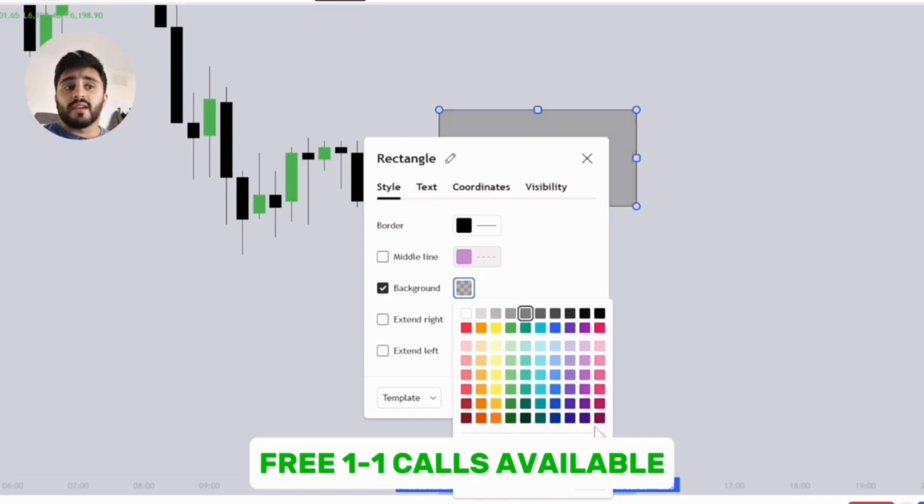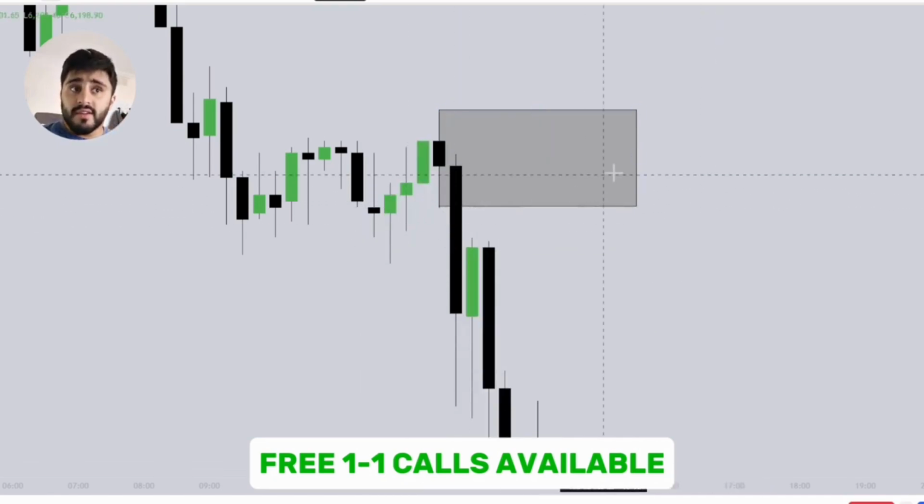This is my fair value gap. This is my point of interest. This is the fair value gap. This is my point.